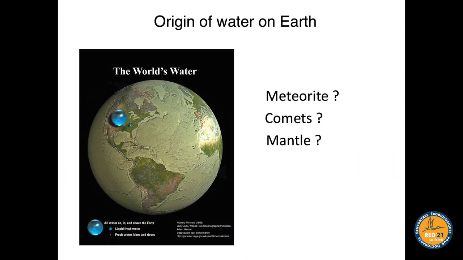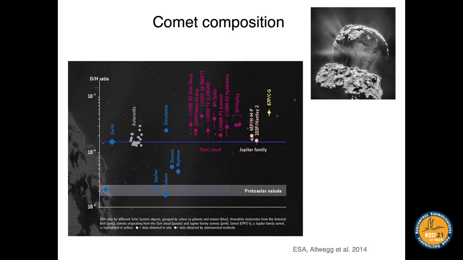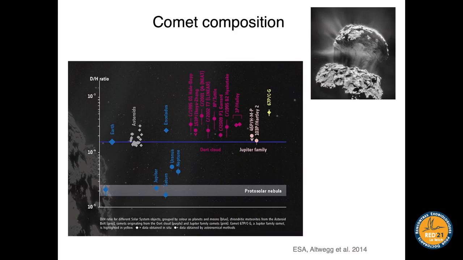And so what is the origin of water on Earth? This is a figure that shows the amount of water in the world today at the scale of the planet. You can see that even if we have a lot of ocean, the amount of water on Earth is not so important. There are three potential sources of this water: from meteorites, from the bombardment, or from comets, or from the mantle. I will discuss these three quickly.